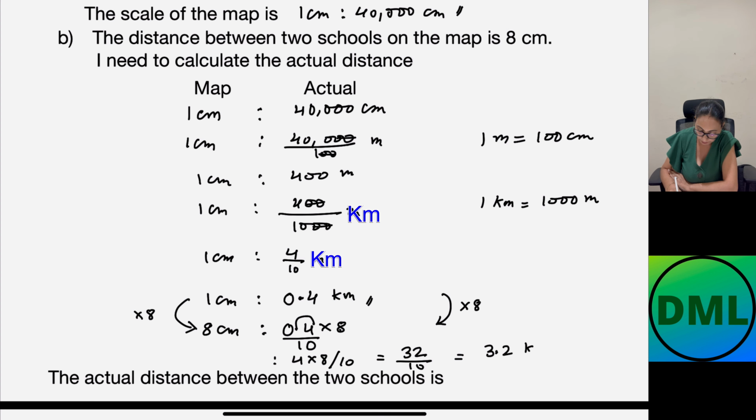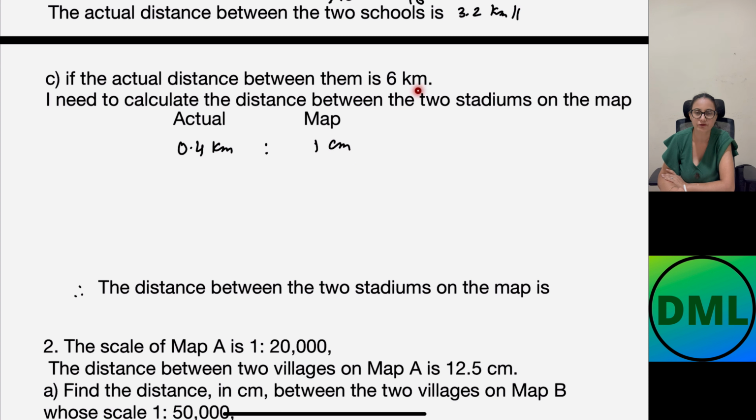The actual distance between the two schools is 3.2 kilometers. That is my answer. Let's see the second part here. If the actual distance between them is 6 kilometers, I need to calculate the distance between the two stadiums on the map. What is the actual distance I have? I have 0.4 kilometer which I figured out earlier and on the map it was 1 centimeter. I need to calculate the answer for 6 kilometers.